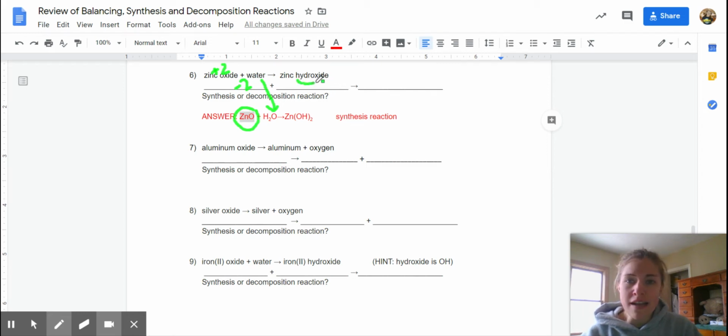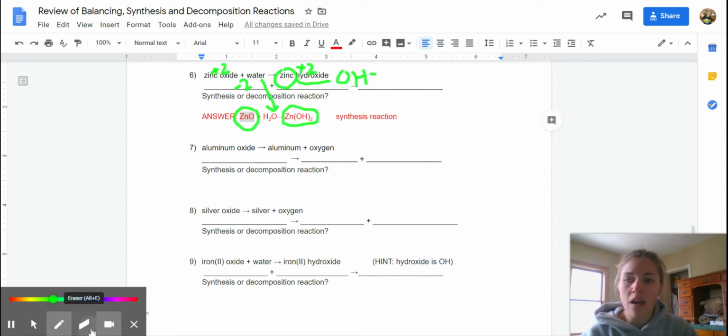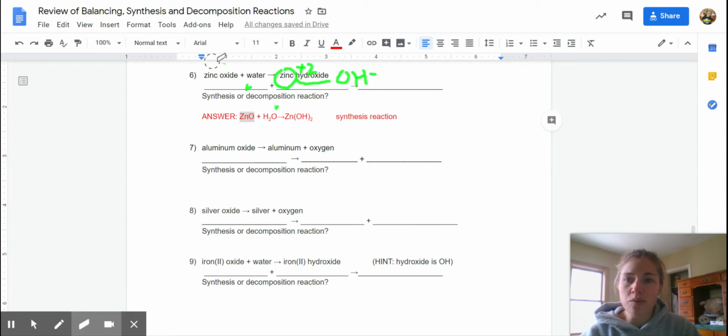So hydroxide is actually a polyatomic ion, and that polyatomic ion is OH, and it has a negative charge. Zinc, we know before, has a +2 charge. So when we write it down below here, we have zinc OH with a 2 after it, and that is a synthesis equation. Okay. So with this, we'll just erase all of that stuff now. Let's do the next 3 together.